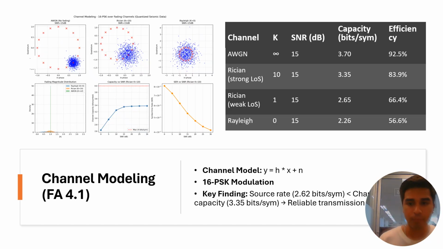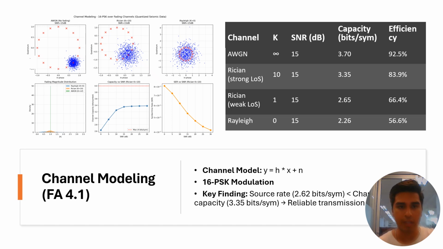Thank you, Jesus. I will present the channel modeling and system results. We sent all compressed signals through three channel types using 16-PSK modulation. First, the AWGN channel, an ideal case with no fading. This achieved 3.17 bits per symbol.